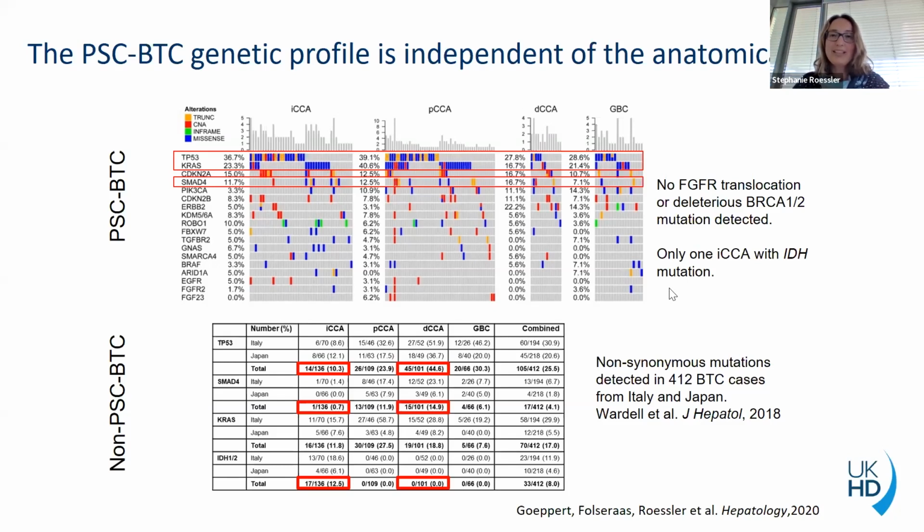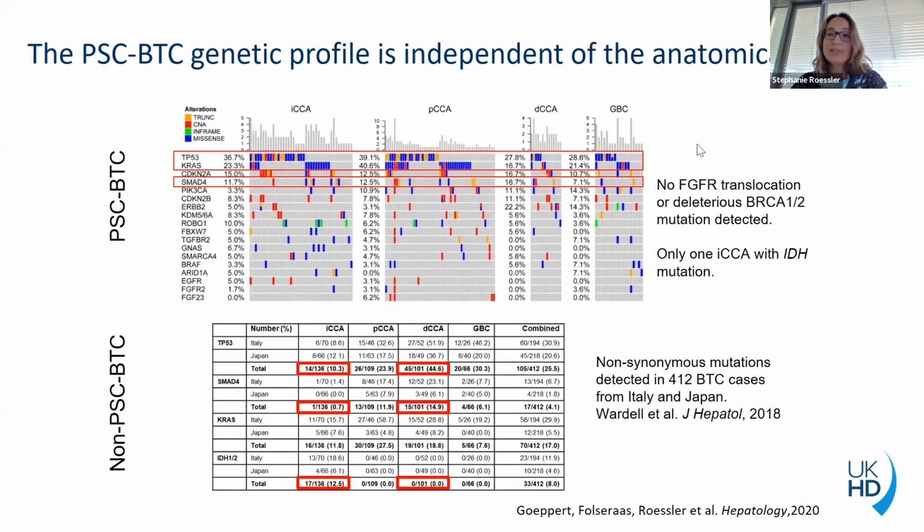Good. So what we identified in PSC BTC is that really this PSC etiology is also driving the mutational landscape of the tumors that are arising in PSC patients. So in the different anatomic localizations, ICCA, PCCA, DCCA, and also in GBC, we had quite similar mutation frequencies, and the mutations that were found were mainly P53, KRAS, and SMAD4. And based on the study by Waddell et al., these mutations are typical for the DCCA subtype in non-PSC patients. And this was also confirmed by other studies that DCCA have mainly TP53 mutations, SMAD4, and very little IDH mutations.